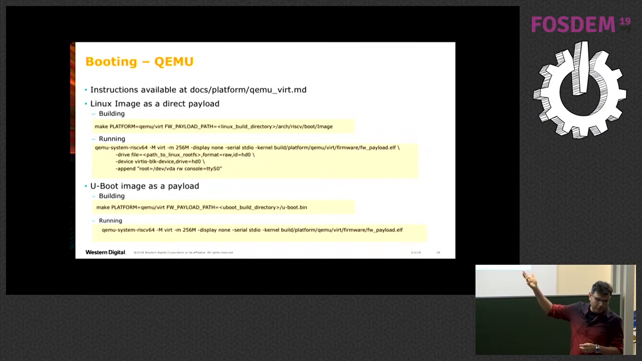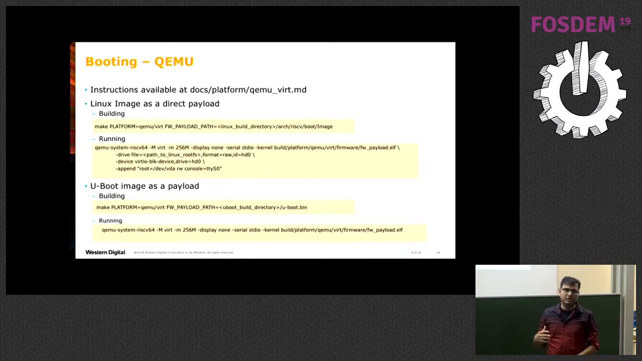This is how you provide the Linux image as a direct payload. You just say make PLATFORM=qemu/virt, and then this is my Linux image path. Then this is the standard way to run QEMU RISC-V, and you give the rootfs file as the QEMU drive file.